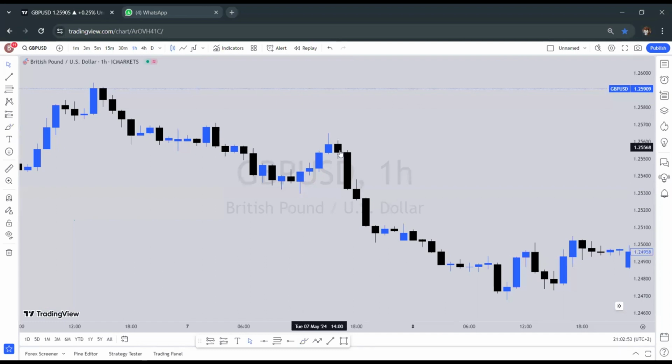You can call this an inverted hammer. You see, after this inverted hammer, we're able to spot it in an uptrend. After that, what happened? The market was able to drop.